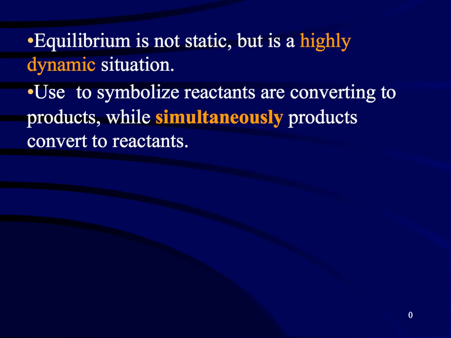Okay, we also describe equilibrium as being highly dynamic. Highly dynamic means that the molecules and particles are constantly moving. Things are constantly in motion. Things in chemistry are typically described as being highly dynamic and not static. Static means that the objects are not moving.